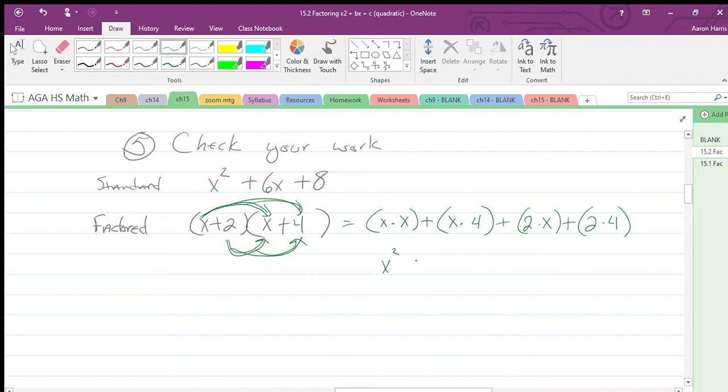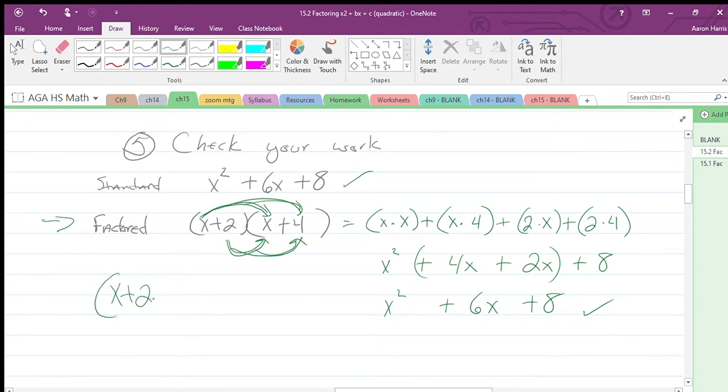X squared plus x times 4 is 4x plus 2x plus 8. And now look, I can combine like terms. X squared plus 6x plus 8. Are they equal? They're exactly equal. Therefore, my factored form is correct. I used the correct ones. X plus 2, x plus 4 is my answer of the factored form, written as two binomials. So there's my answer.